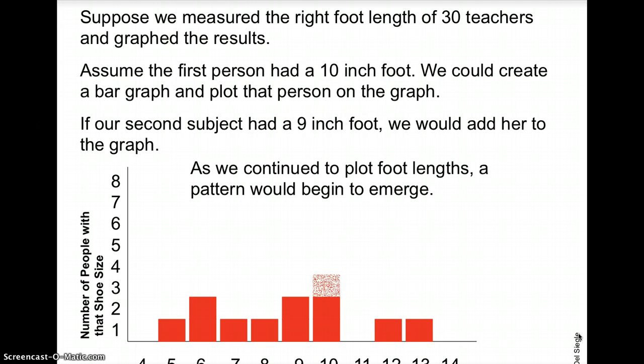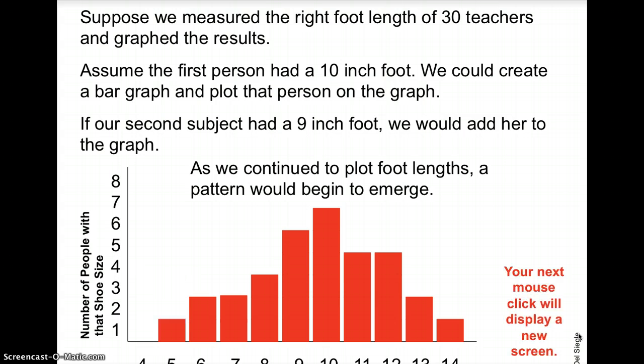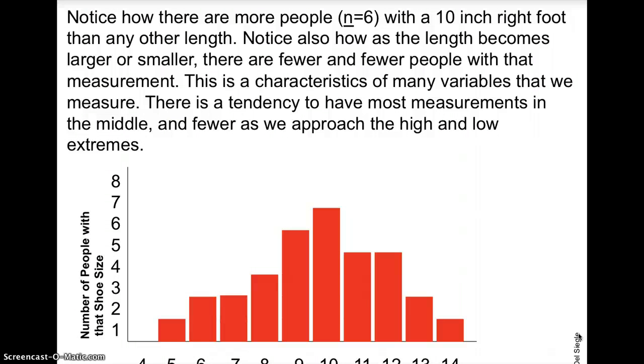If you continue to graph this, you'll see a pattern that comes into play. That pattern is that more people have feet that range in size in the mean, or in the middle, versus the extreme ends. So we have this pattern that's emerged, and we want to talk about this pattern in a way that we can analyze the data.